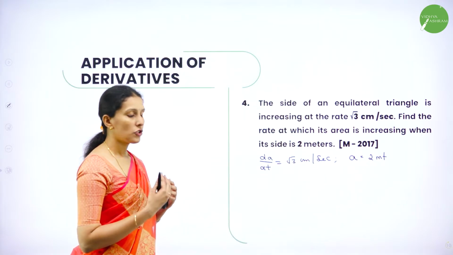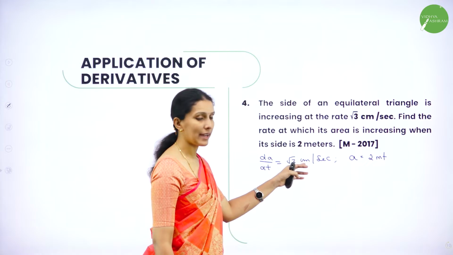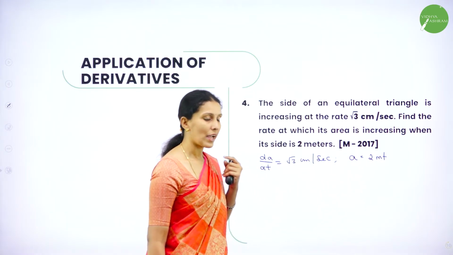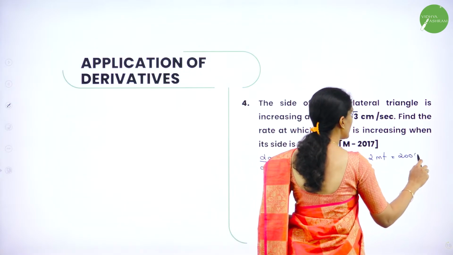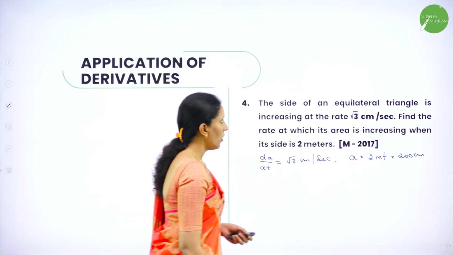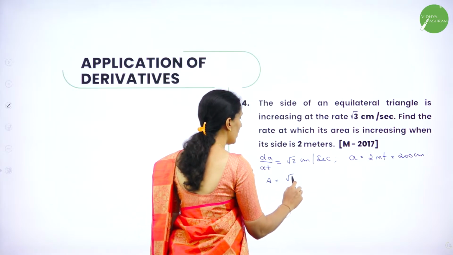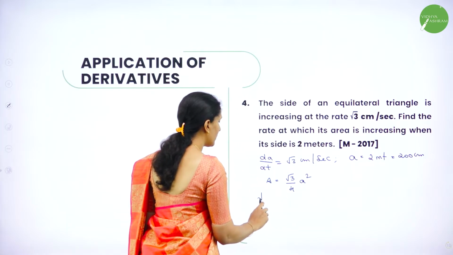Now before solving the problem, here the change in the side is given by centimeter, whereas side is given as 2 meter. So let us convert it into centimeter. So this can be written as 200 centimeter. Now we know that the area of an equilateral triangle is given by √3 by 4 a square. So derive it with respect to time.